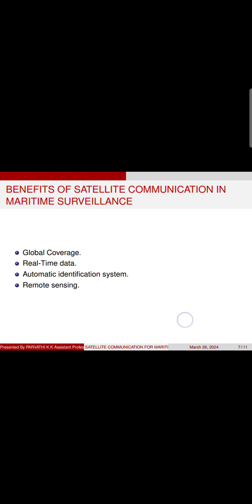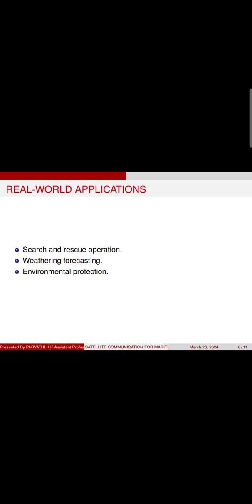Now let's move on to the real-world applications. The impact of satellite communication in maritime surveillance is evident in numerous real-world applications. Search and rescue operations are expedited, weather forecasting is improved, and environmental protection is enhanced. In addition, the prevention of piracy and illegal fishing and the detection of unauthorized vessel activities are bolstered by satellite systems.